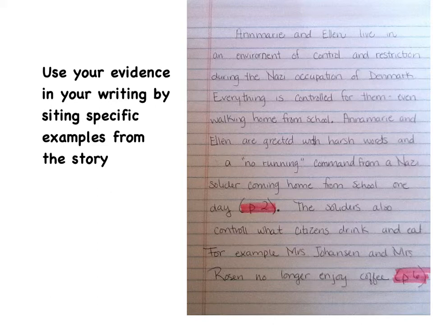Once I've finished my chapter selection, I'm going to be answering a question inside my journal. I want to use my evidence in my writing by citing specific examples from the story. You can see here is my paragraph or the beginning of my paragraph, and you can see in pink highlighting, I've cited specific examples from the story. For example, Anna-Marie and Ellen are greeted with harsh words and a no-running command from a Nazi soldier coming home from school one day. And then in parentheses, I've put page 2. That's where I can find this specific example in the story. Now we're ready to dive into Number the Stars, collecting evidence as we go, and citing the evidence in our guiding question answers. Enjoy!